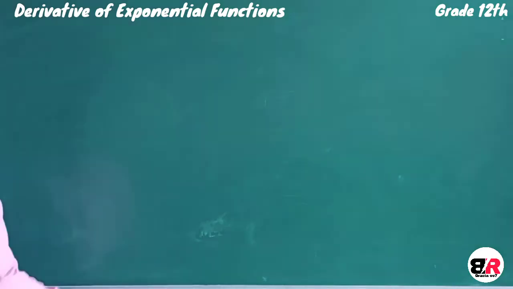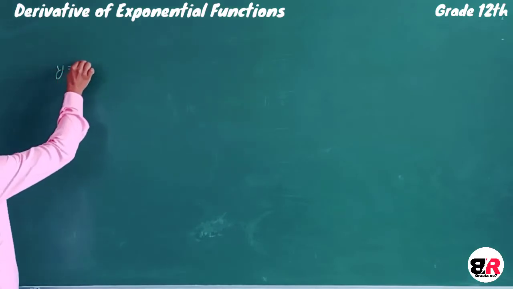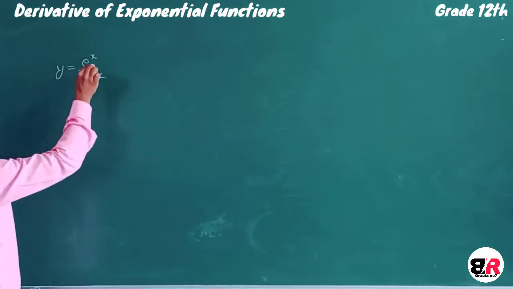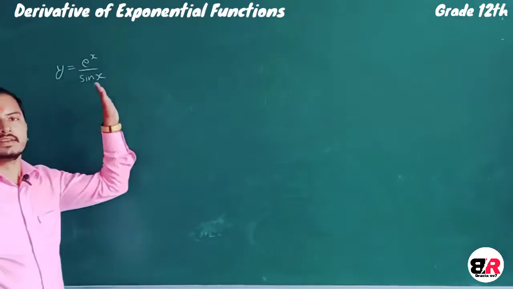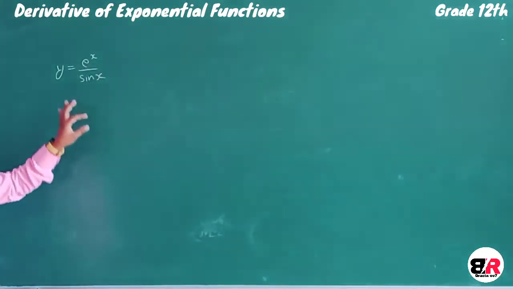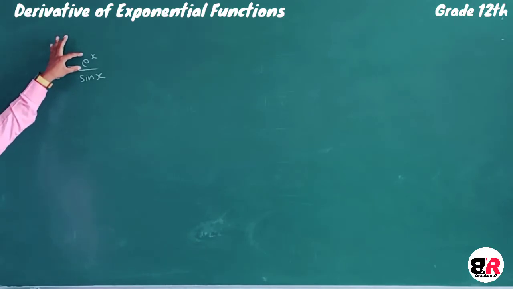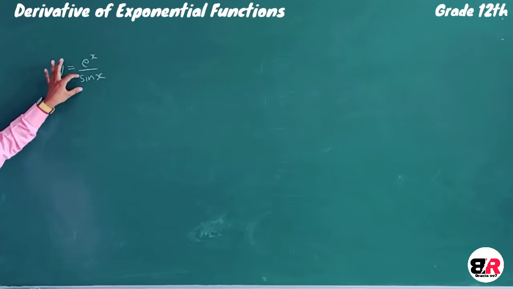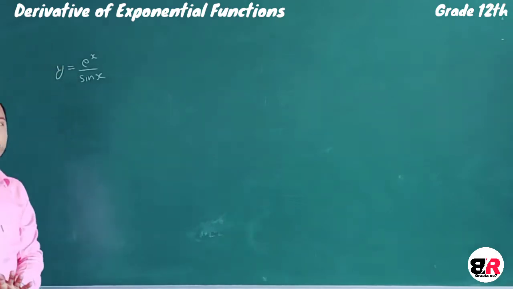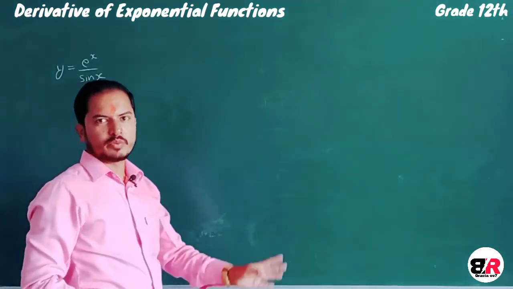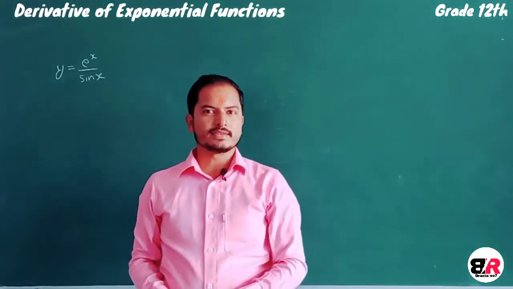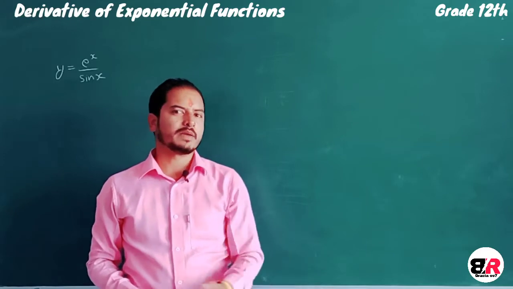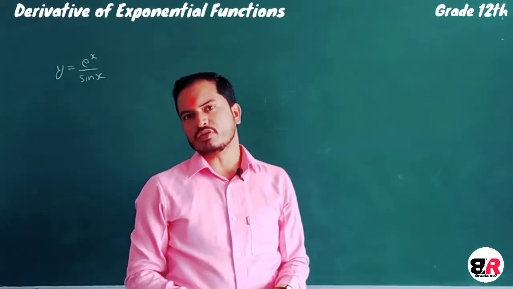The first example is y is equal to e to the power x upon sin x. We need to find the derivative of this function. So there are two functions. The first one, the numerator, is the exponential function e to the power x, and in the denominator is a trigonometric function. So we have a formula: to find the derivative of numerator upon denominator, it is denominator into derivative of numerator minus numerator into derivative of denominator, upon square of denominator.